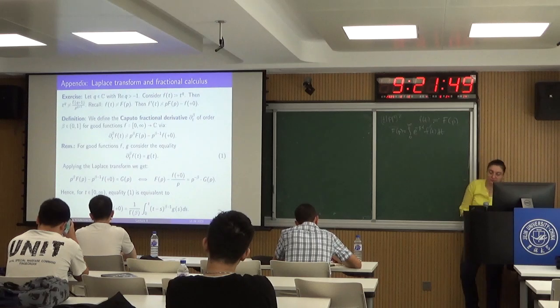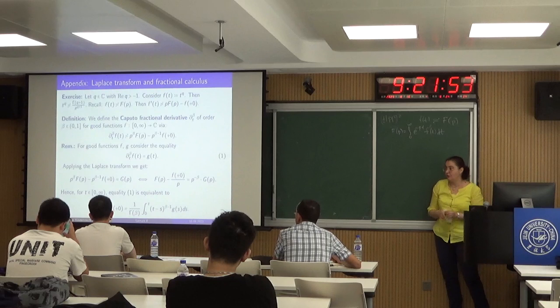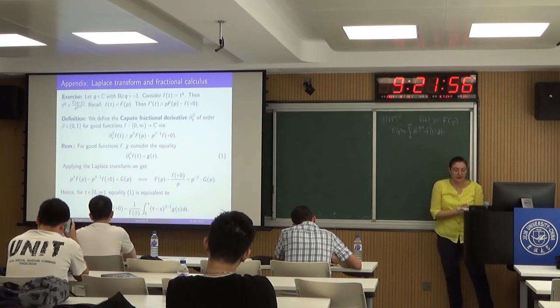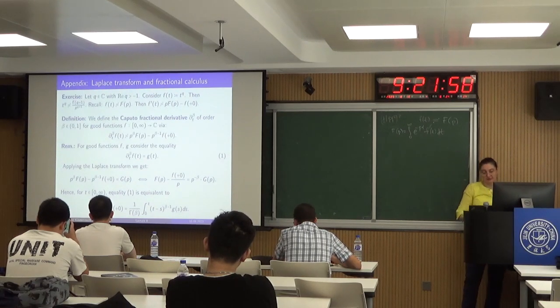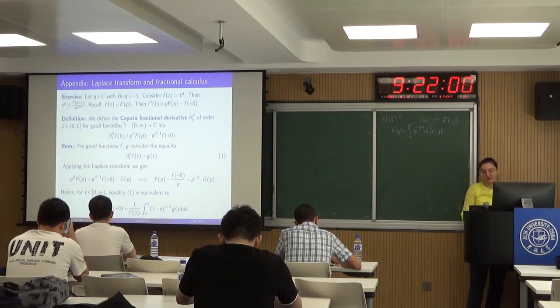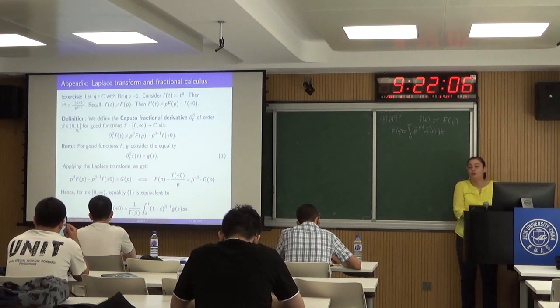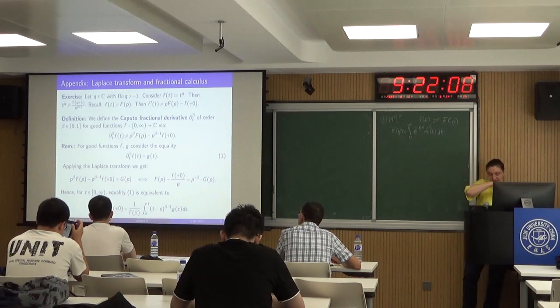So these are the properties of the Laplace transform, and using the Laplace transform, we define the Caputo fractional derivative. So this is the definition: the Caputo fractional derivative of order beta between 0 and 1, for good functions so that all formulas make sense, is defined as follows.